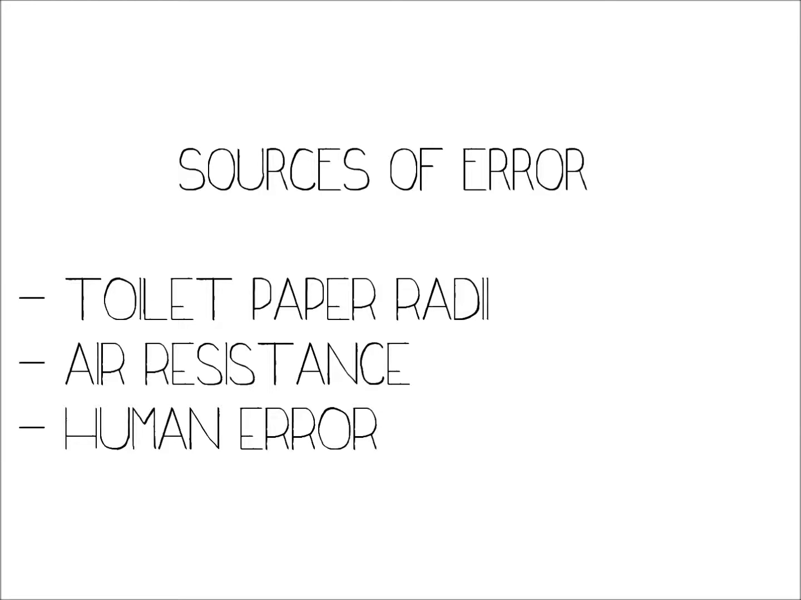In conclusion, we found that the free-falling roll of toilet paper had to be dropped approximately 1.82 times higher than the other so that they will hit the ground at the same time.